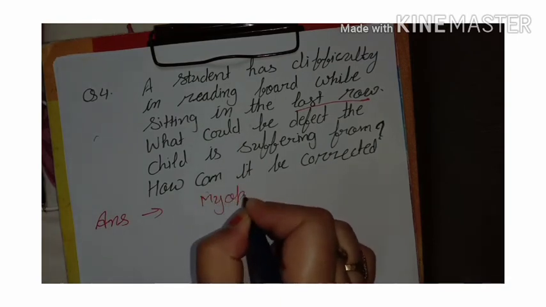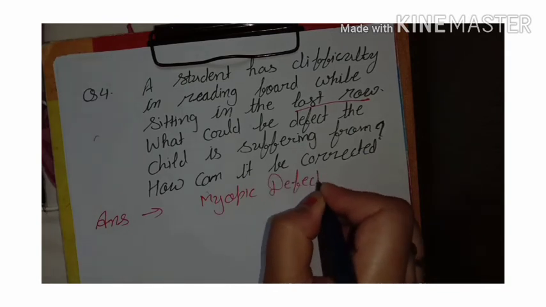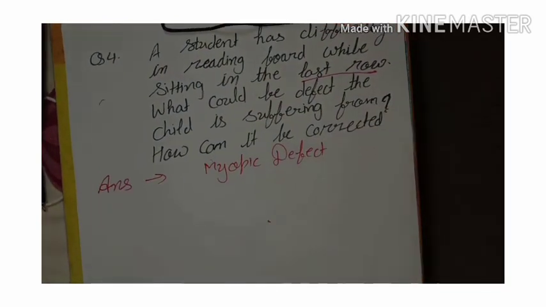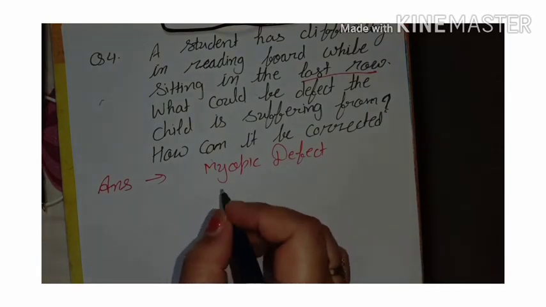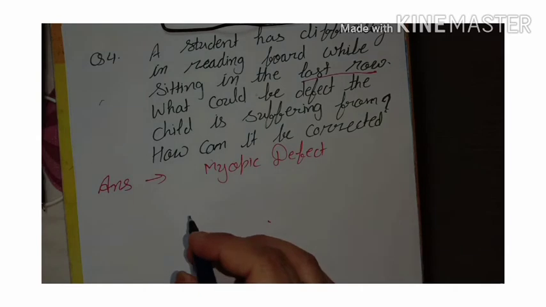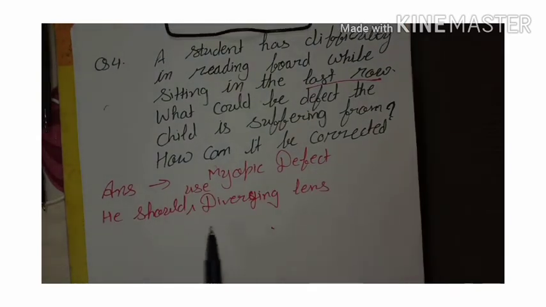And the myopic defect can be removed by using a diverging lens. So he should use a diverging lens. So these are text questions. Now we will start the chapter end exercise.